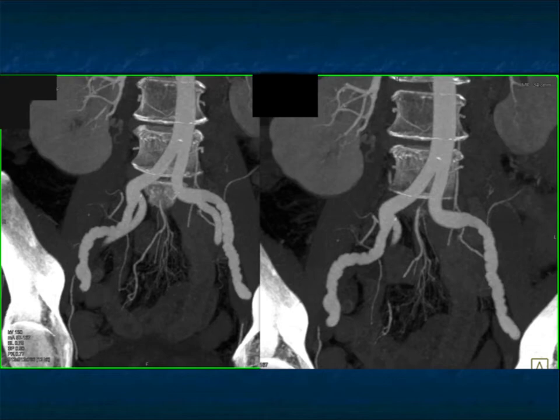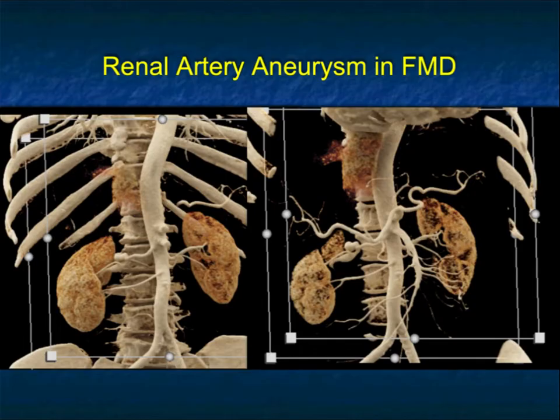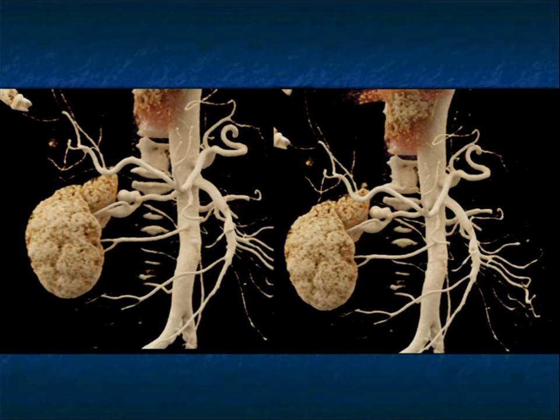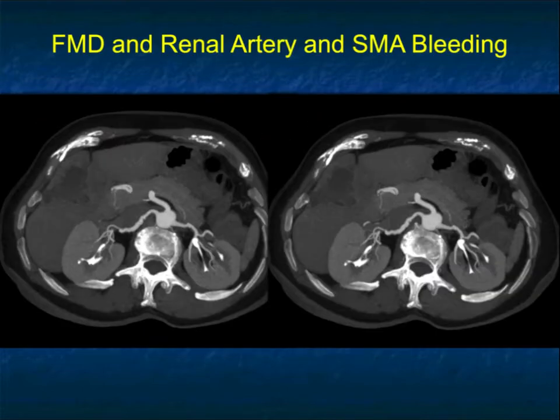Here are some more images of that same patient with MIP imaging showing you the FMD involving both common and external iliac arteries. Here's that same patient again. We showed before FMD with a right renal artery aneurysm. Again, very nicely shown in this regard. In terms of the aneurysms with FMD, they're typically not going to be calcified.